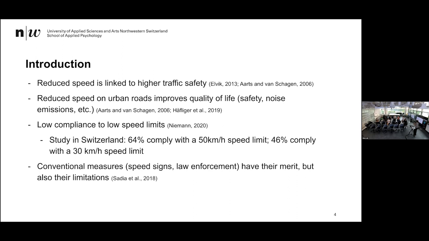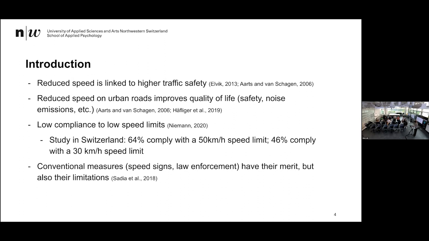the compliance is even lower, so it's tricky. Of course, you can have law enforcement, but law enforcement also has limitations, particularly looking into motivations. We have just external motivation, no intrinsic motivation, and as soon as you relieve law enforcement, as you stop controlling speeds that are actually chosen, so you actually measure, they go up again. So we might think of better options, additional measures to reduce actual speed.